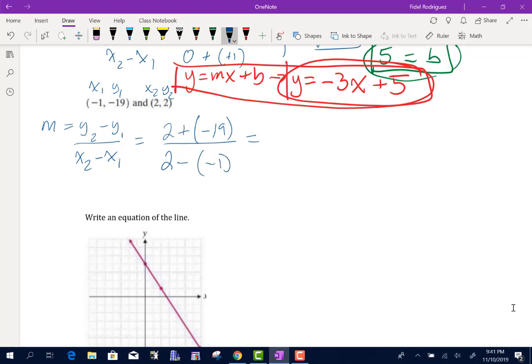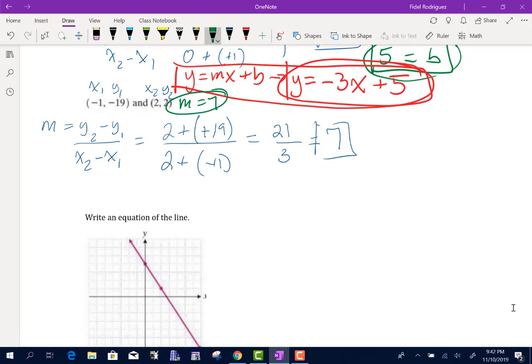So guys, remember, minus and minus make it plus, okay? So 2 plus 19 is 21. 2 plus 1 is 3. 21 divided by 3 is 7. Okay, so we just found our m to be the number 7.